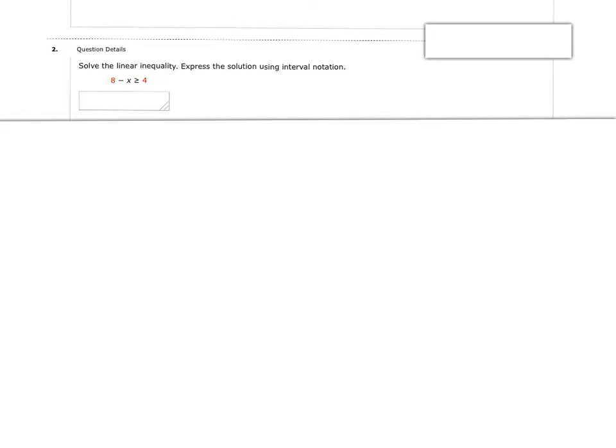All right, we'll start off here on number 2. So number 1's kind of similar. On number 2, I'm just going to isolate x here. So I'm going to subtract 8 from both sides. That'll give me negative x is greater than or equal to negative 4. I don't flip the sign if I just subtract, but on my next step, I'm going to divide by negative 1. And multiplying or dividing by a negative is when we flip it. So I'm going to say x is greater than or equal to 4.